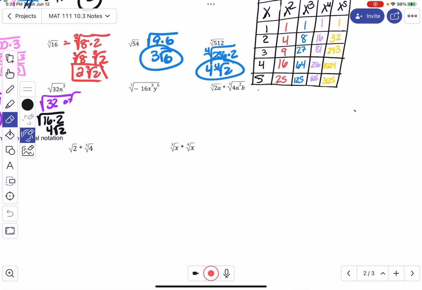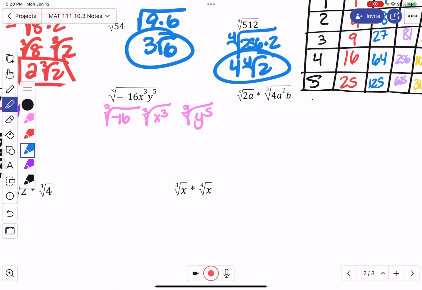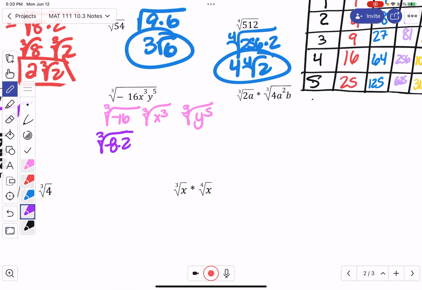So now let's look at this one. Cubed root of negative 16, cubed root of x to the 3rd, and cubed root of y to the 5th. Well, 16 is negative 8 times 2. Cubed root of negative 8 is negative 2. Leave the other one inside. 3 over 3 reduces, so we're just x.